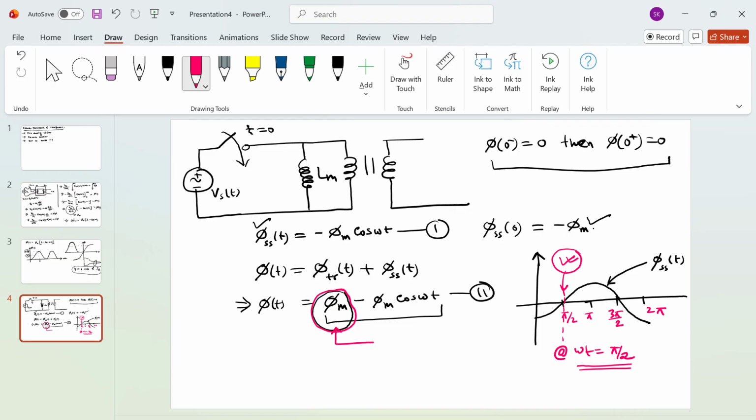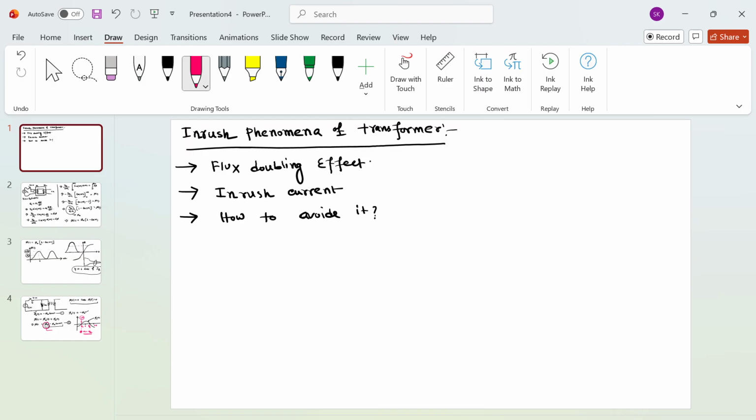Okay, I hope it is clear. Now you got it: what the doubling effect is, what the induced current is, and how to avoid it.